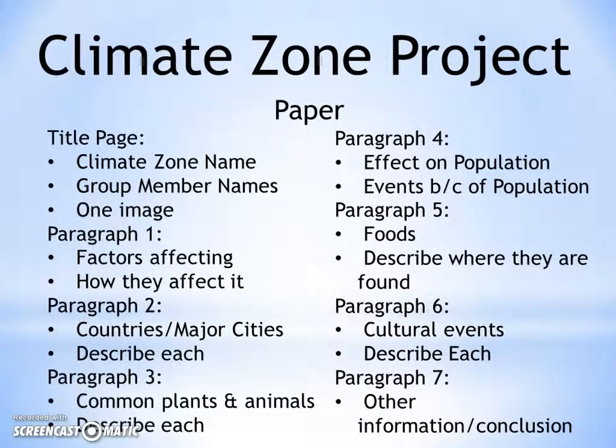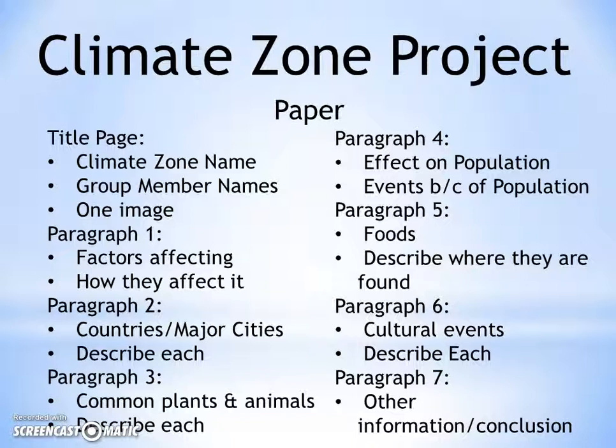If you're doing the paper, you need a title page. So it needs to have your climate zone name, your group member names, and it needs to have 1 image. Paragraph 1 should be any factors affecting your climate zone, how they affect it. Paragraph 2 should be the countries and the major cities, and you need to describe each of those areas. Paragraph 3 should be common plants and animals, and you need to describe some of those.